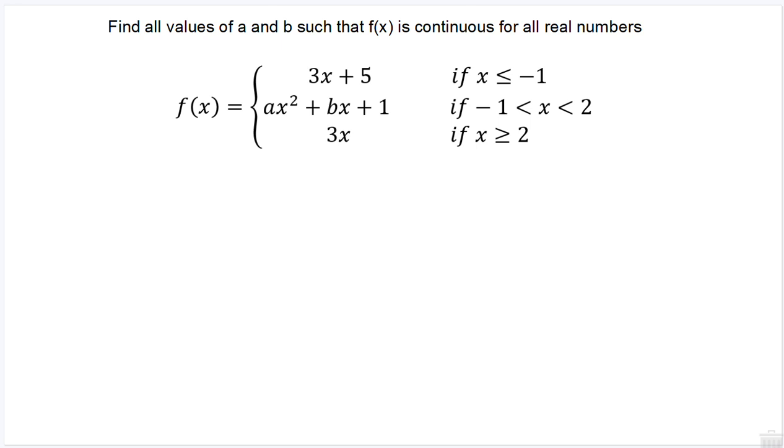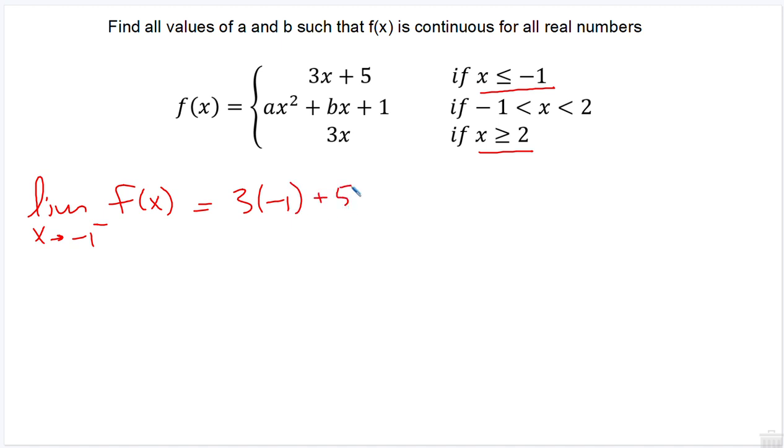So I think we can tell for sure that at -1 and at 2, the function does exist, right? So really all we need to do is make the limits from the left and the right match up. So let's do a limit as x approaches -1 from the left of f of x and see what we get. Well, that'd be 3 times -1 plus 5. So that should be, well, -3 plus 5 is 2.